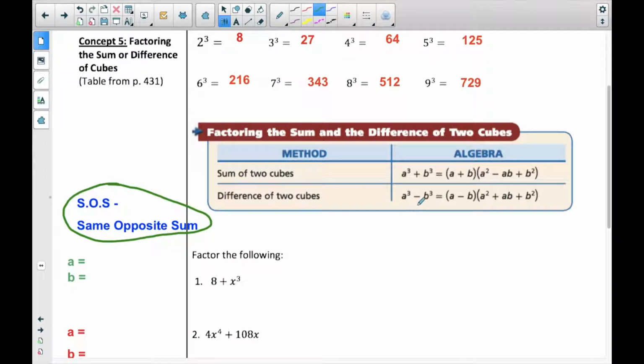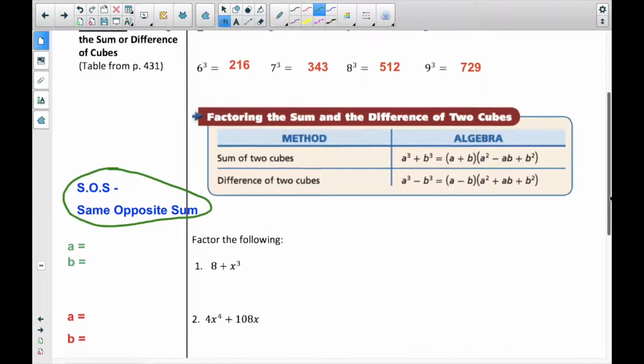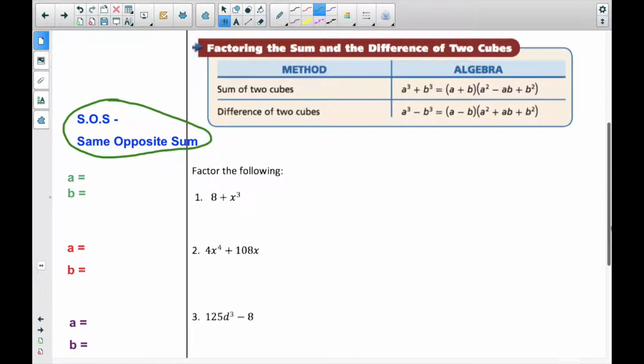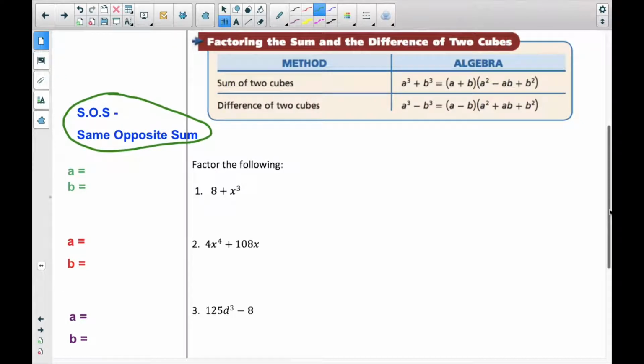Let's look at the next one. This is a minus. S, same, O, opposite, S, sum. So same, opposite, sum helps us memorize what signs to use, because other than that, they're exactly the same: A, B, A squared, AB, and B squared. So just memorize the letters, the A's and the B's, and then SOS will tell you what signs to fill in. Okay, what am I even talking about?